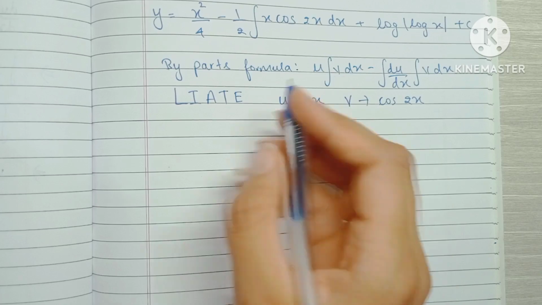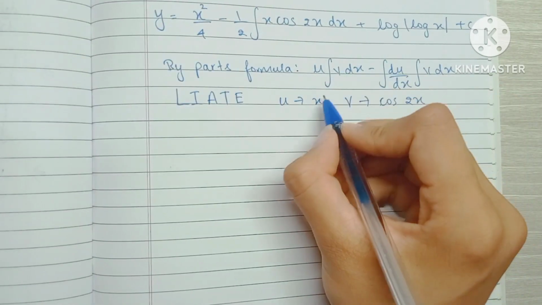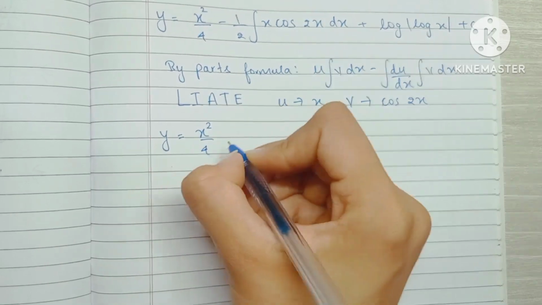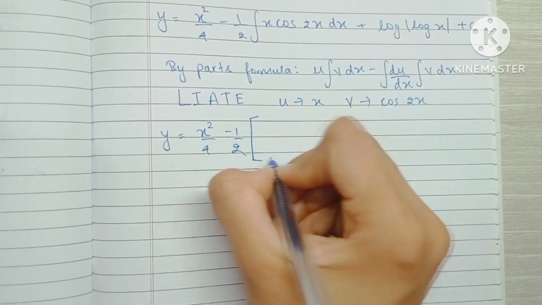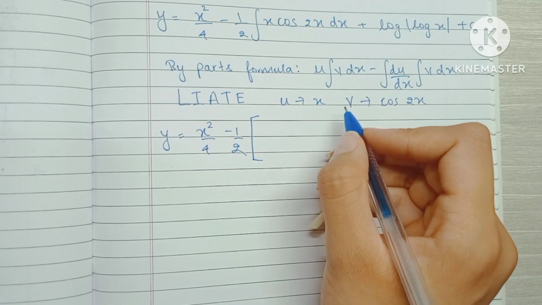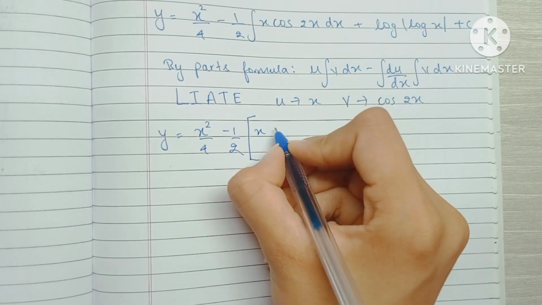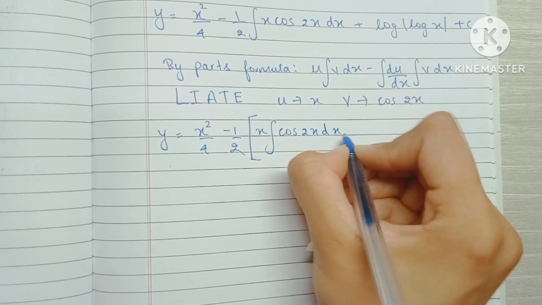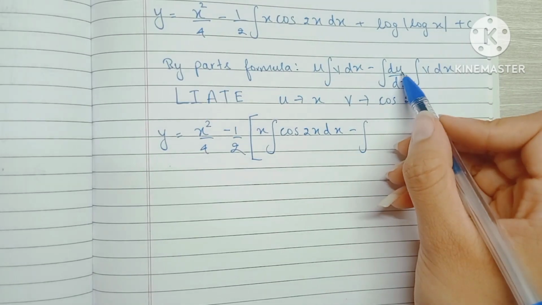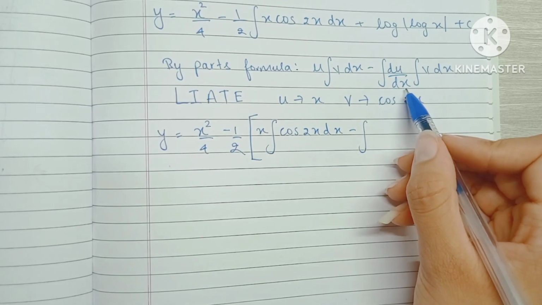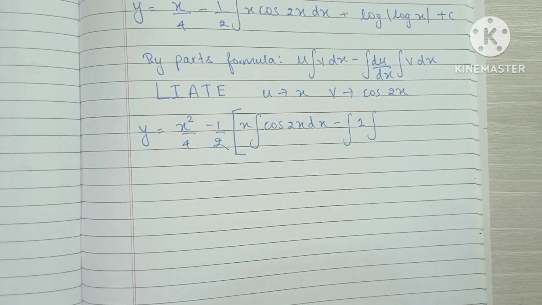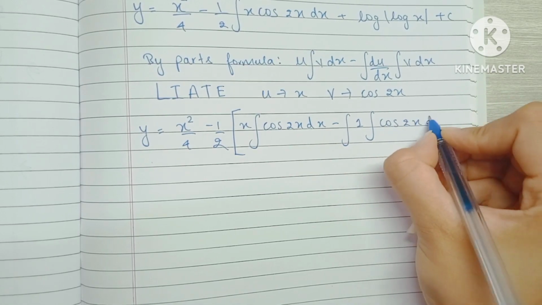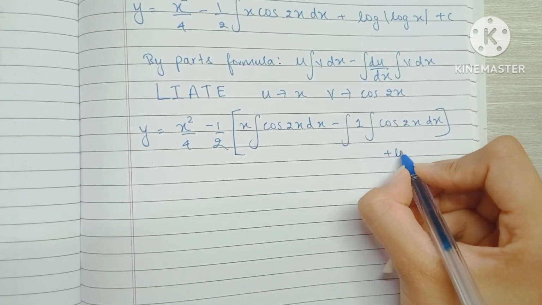Okay, so based on this formula, I'm going to be substituting these terms in this formula. So we have y is equal to x square by 4 minus half. In brackets, let's use this formula. So we have u, that is x, into the integration of v, that is cos 2x, minus the integration of, so the differentiation of x with respect to x is just 1. So we have 1, and again we're left with the integration of cos 2x dx and plus log mod of log x plus c.